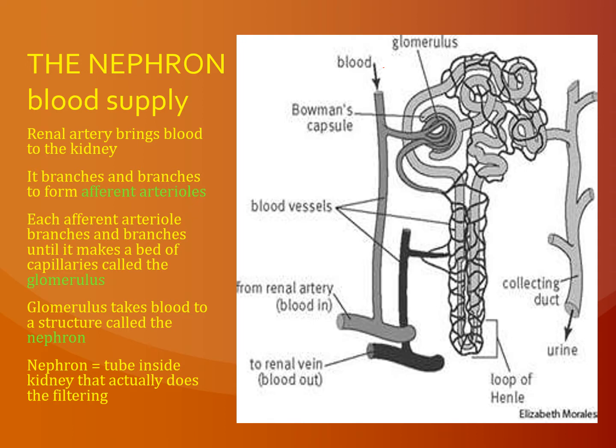But anyway, when blood enters the kidney, it's going to enter as the renal artery. The renal artery will begin to split into these things here that we call our afferent arterioles. And then our afferent arterioles will split and form these capillary beds that we call the glomerulus. Now, the glomerulus is going to take the blood to the nephron. So each nephron has its own capillary bed. And think of the nephron as this huge vacuum. This is the tube inside the kidney that actually does the filtering.